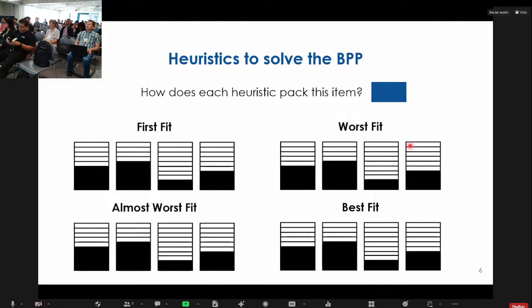We can ask, how does each heuristic pack the next item? I'm going to the next slide, and we observe the way that it packs. The first fit packs in the first one, the worst fit in the one that has the most waste, the almost worst fit in the second one, and the best fit in the one with the least waste.